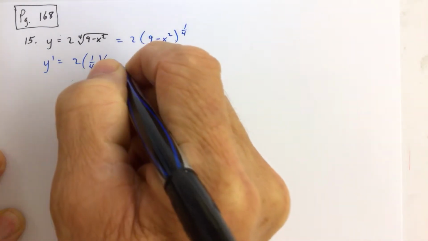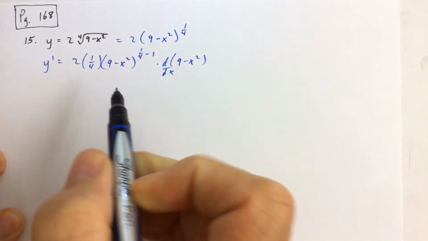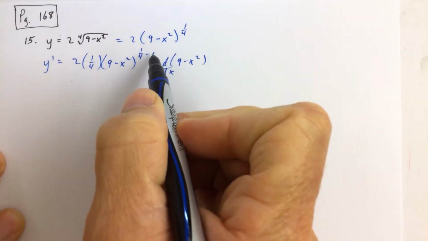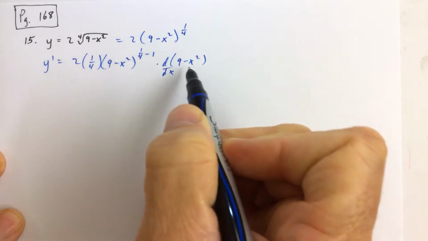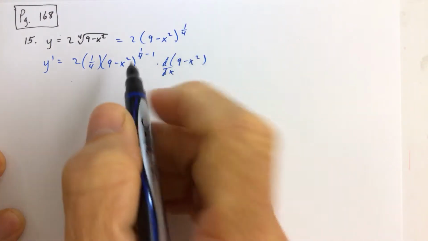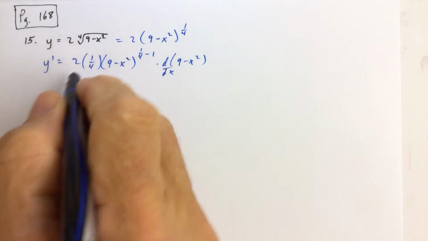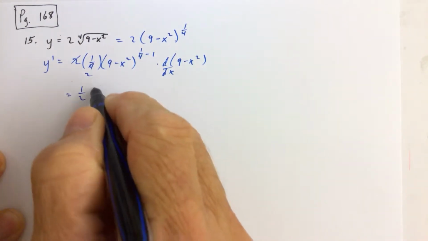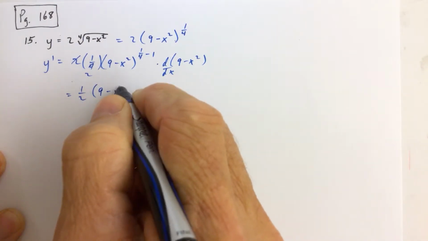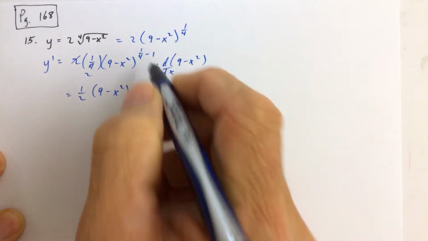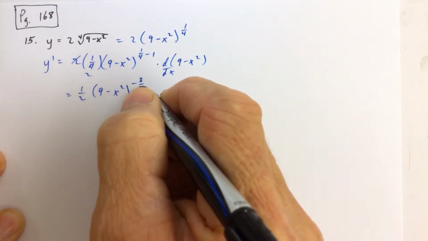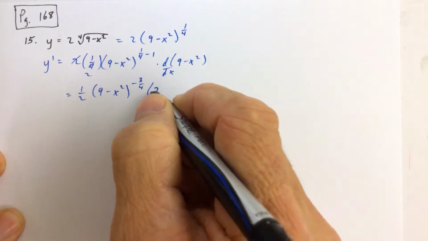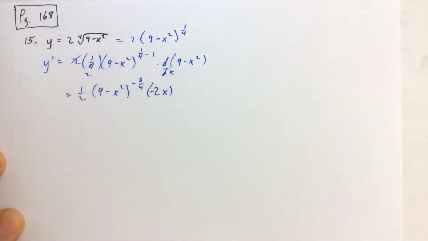So the something is the 9 minus x squared. So the chain rule says 1/4 times 2 times what's inside to the 1/4 minus 1, that's the power rule, and the derivative of the inside is just going to be negative 2x. Let's simplify this a little bit. 2 goes into 4 twice, so we have 1/2 times 9 minus x squared to the 1/4 minus 4/4 is negative 3/4, and then again the derivative of 9 minus x squared is negative 2x.